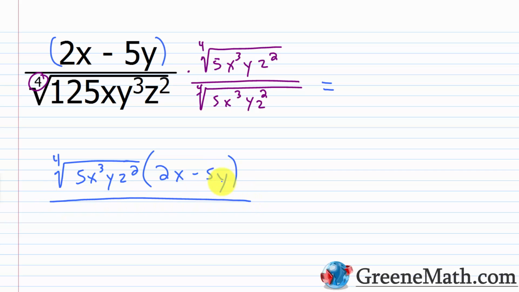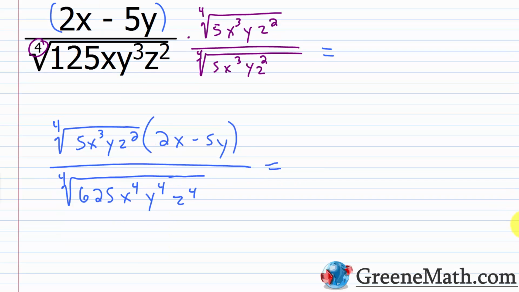Then this is over. If I multiply these guys, I'll have the fourth root of 125 times 5 is 625. X times x cubed is x to the fourth power. Y cubed times y is going to be y to the fourth power. And z squared times z squared is z to the fourth power. So notice how we have a perfect fourth down here. So let's go through and keep simplifying.